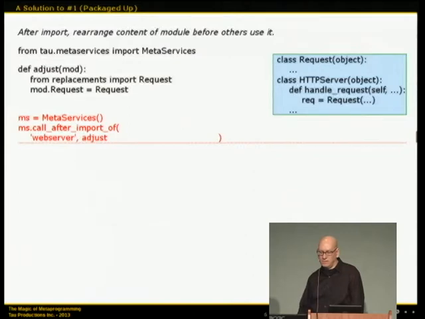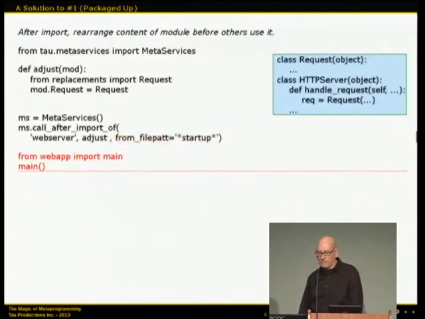We would say call after the import, and we want to call the web server. Whenever the web server is imported, call the adjust function, and we want to only know about it if it's called from the startup.py file, the import. And then we just go ahead and run your main in your program. So this would be a very short way for a meta program to insert itself by simply writing a new main that keeps most of the old main the same, and it simply hooks into it. This is if you want to hook into the import, of course, after it's come in.